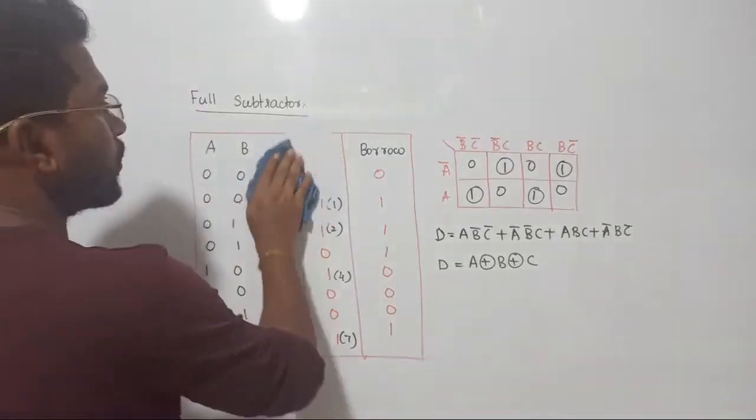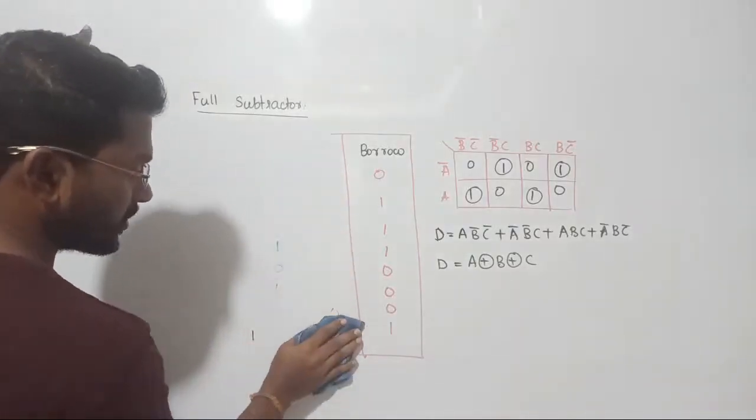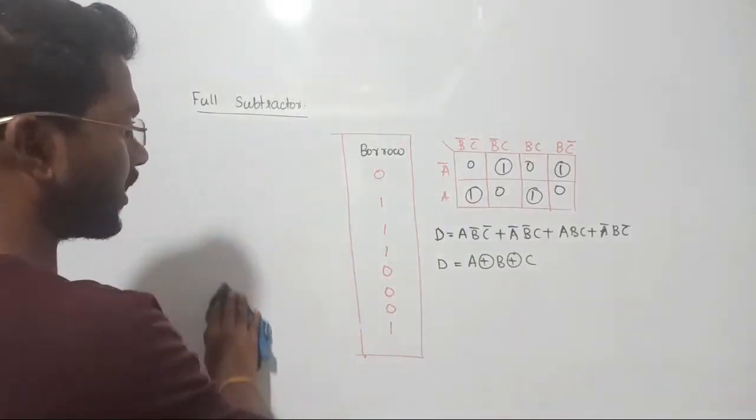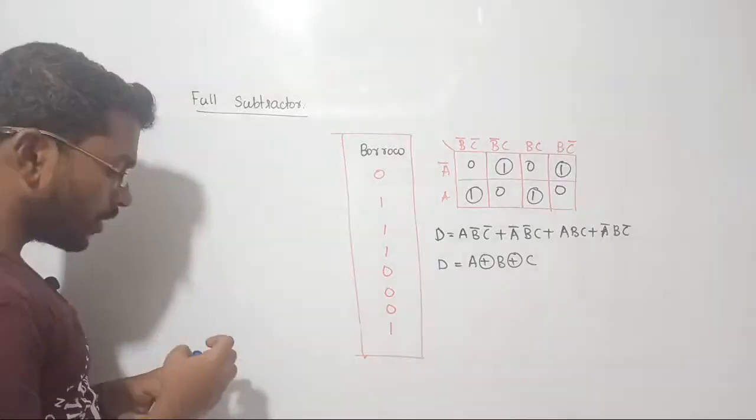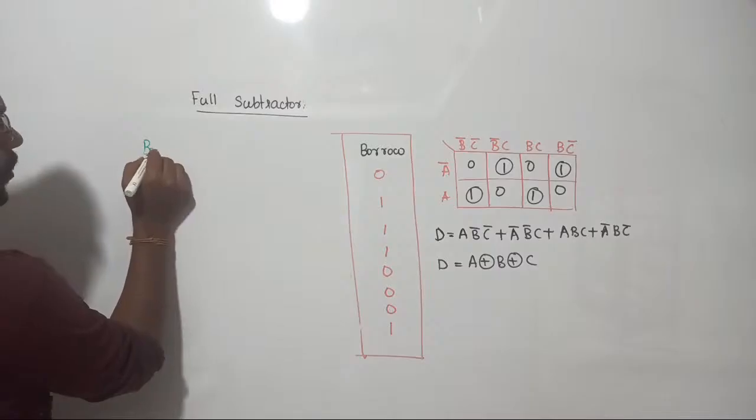Now, to bring the answer for borrow, let us remove this portion, because I don't have space. Yeah. So, let's try and bring the answer for borrow. Now what will be our answer for borrow? So let's write for borrow.